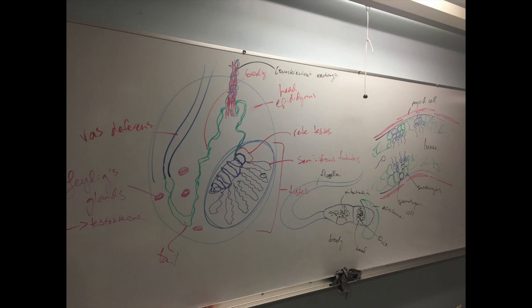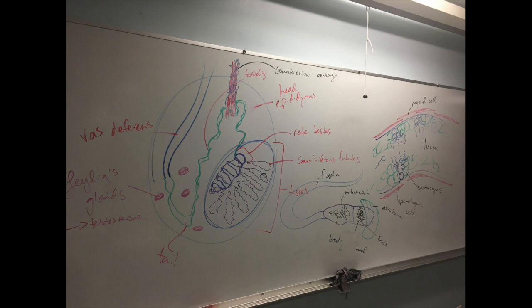So you get one cell here, which has 2 copies of the chromosomes, 2N. It undergoes 2 series of cell divisions, and it produces 4 daughter cells. And each one of these is haploid. They only have 1 copy, 1N.